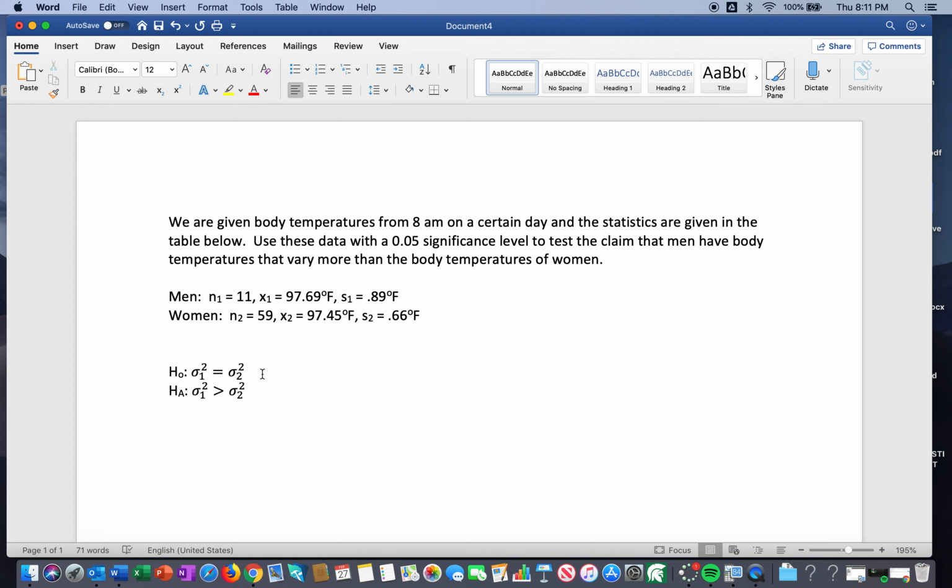Here's our Ho and our Ha. The Ho is always population 1 variance is equal to population 2 variance, and this one said that the men vary more than the women, so I'm using greater than. Okay, so keep those things in mind. We'll refer back to them if we need to, but let me show you the calculator first.